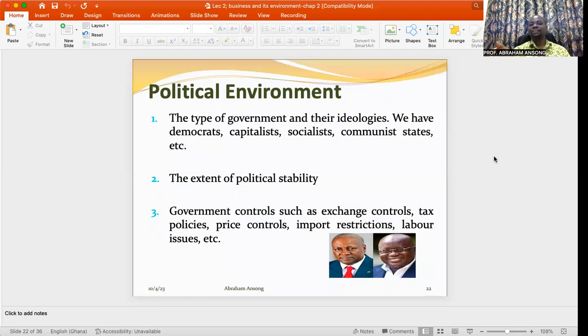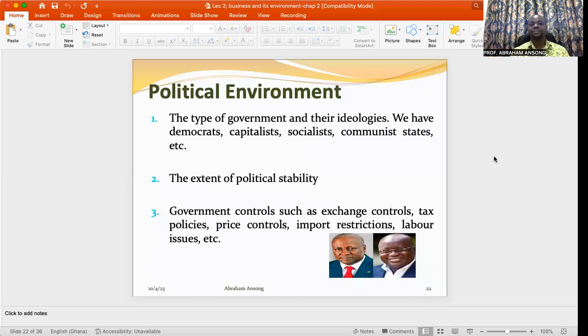It is almost connected to the legal environment. Most of the tax issues, whether there will be price controls, import restrictions, labor laws, all of these laws emanate from parliament, right? And it's only when they are signed onto by the government, by the president, that they become law, and we have other law enforcement agencies ensuring that these laws are complied with. But largely, the political environment has a greater say in the types of laws that regulate a particular country.